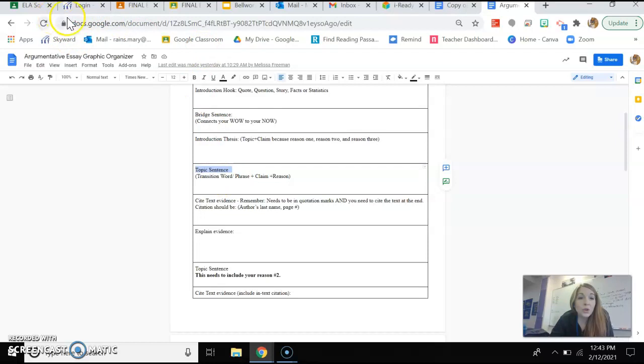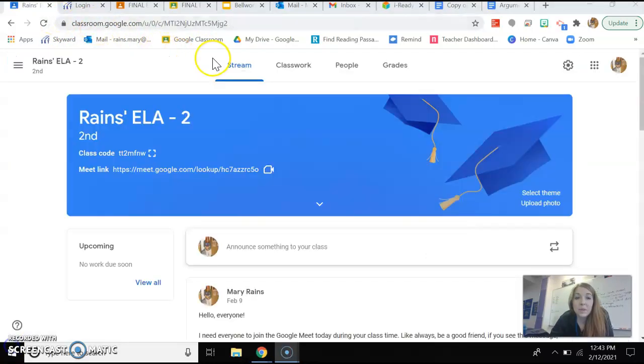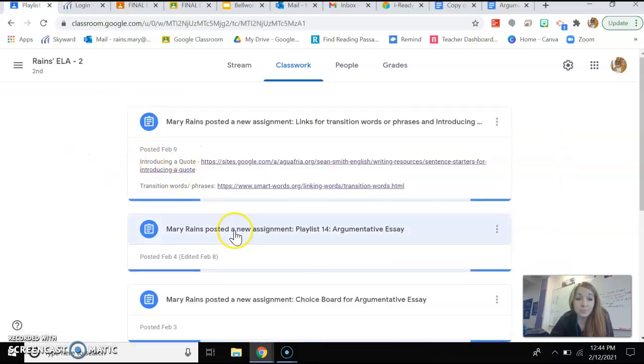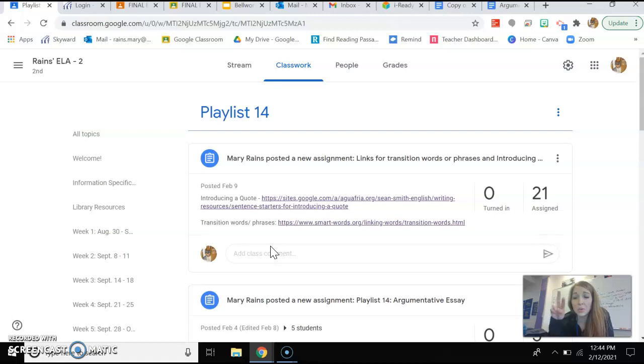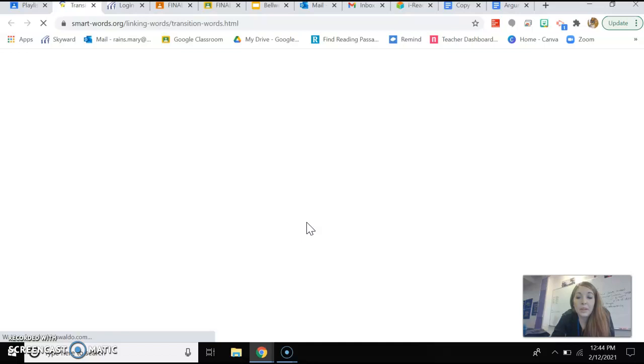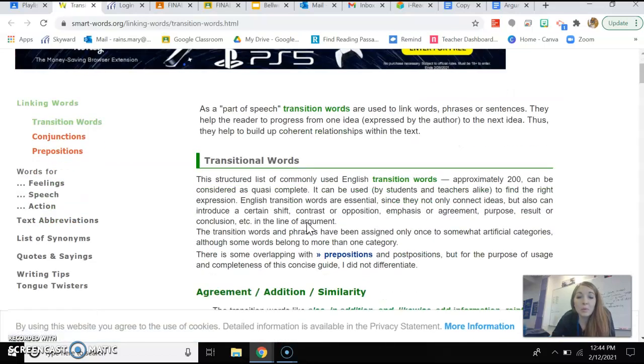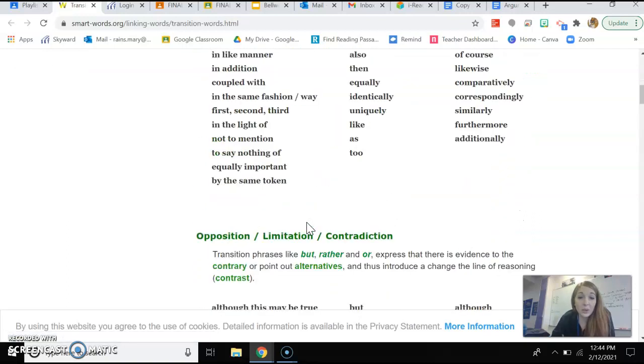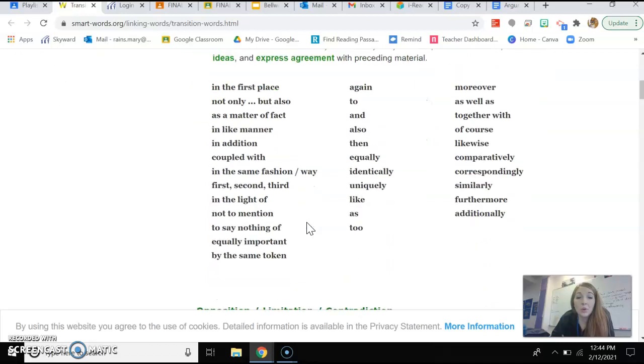So if you guys all go to classroom, underneath classwork, where it says playlist 14, you will see that I've actually posted 2 links that are really important and are basically lists to give you guys ideas of how to start your sentences. So the one we're going to focus on right now is the transition words and phrases. So I'm going to click on that. If you scroll down a little bit, it's going to show you this list. There's going to be more lists as well, and you can look over all of them if you would like. But I'm going to start with this one.